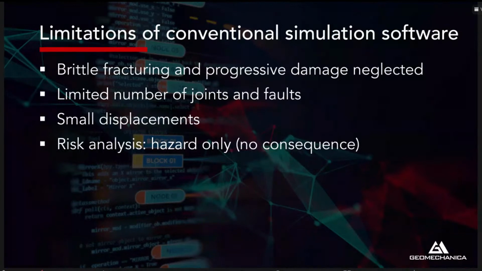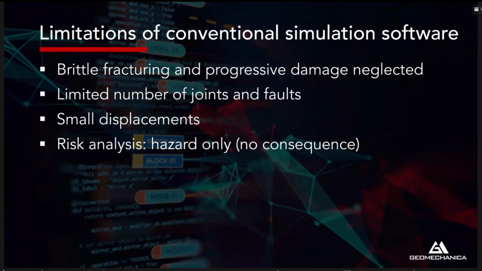Another limitation of conventional tools is that they can usually incorporate only a limited number of joints and faults, bedding planes, and other discontinuity surfaces. And for those of you that have been in the field, you would know that these discontinuity surfaces usually play a controlling and decisive role in the performance of structures, either underground or in surface mining operations.